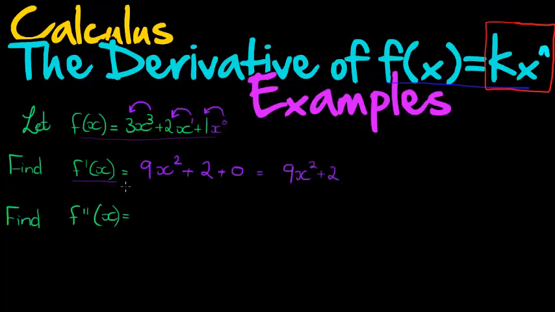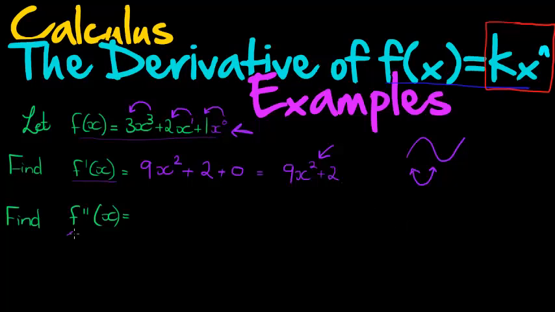Remember also, and this will become important later, the derivative is a function or a formula for the gradient. So this is some function, a cubic polynomial, which looks something like this, and this is a formula for its gradient, which is going to look something like this.